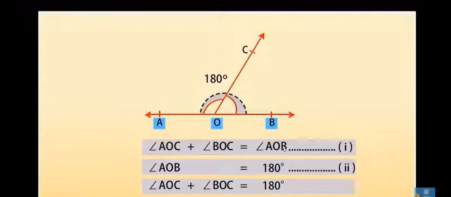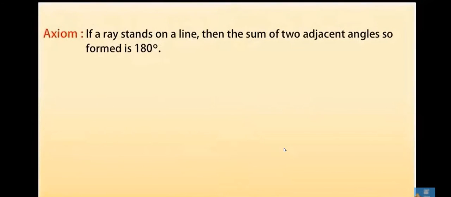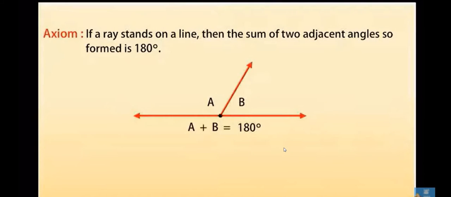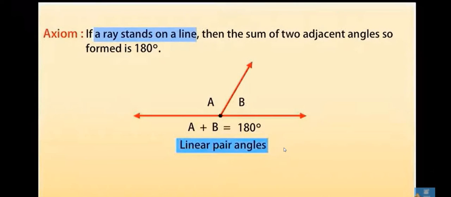This gives an axiom. Let's go through it. Axiom 1. If a ray stands on a line, then the sum of two adjacent angles so formed is 180 degree. We know that if the sum of two adjacent angles is 180 degree, then they are called a linear pair of angles. Given that a ray stands on a line, from this we can conclude that the sum of two adjacent angles so formed is 180 degree.